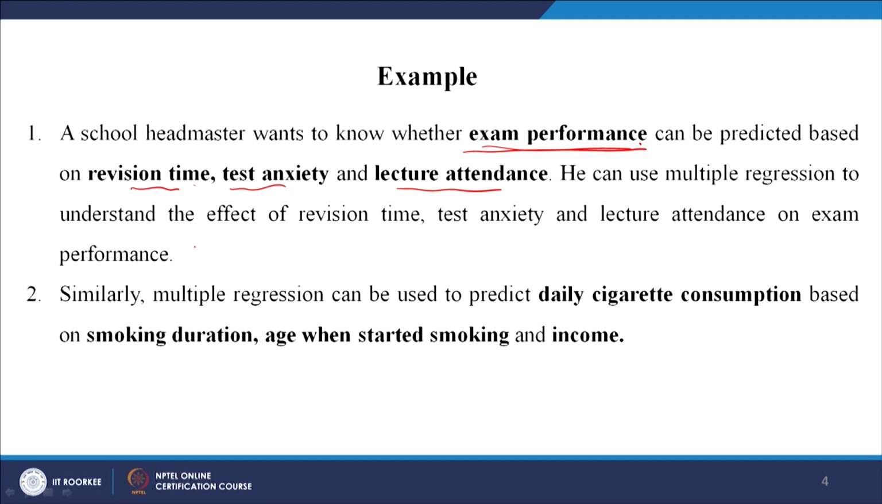Somebody wants to predict whether daily cigarette consumption is based on smoking duration, age when started smoking, and income. That means, how many cigarettes does somebody consume, does it depend on the time one spends on smoking, the age at which they started, and what is their income level? When we are trying to measure such kind of incidents, this is a simple case of a multiple regression.